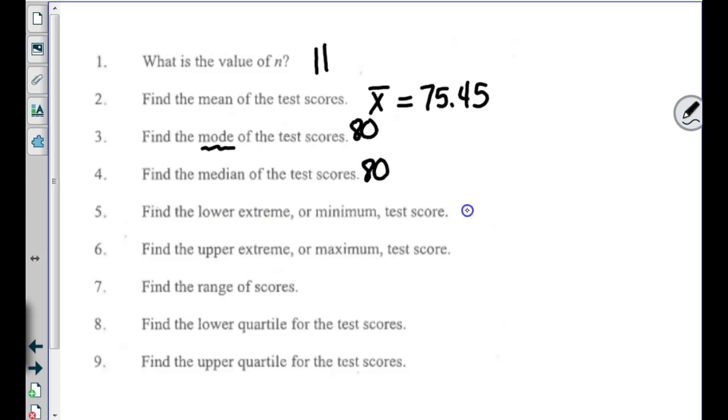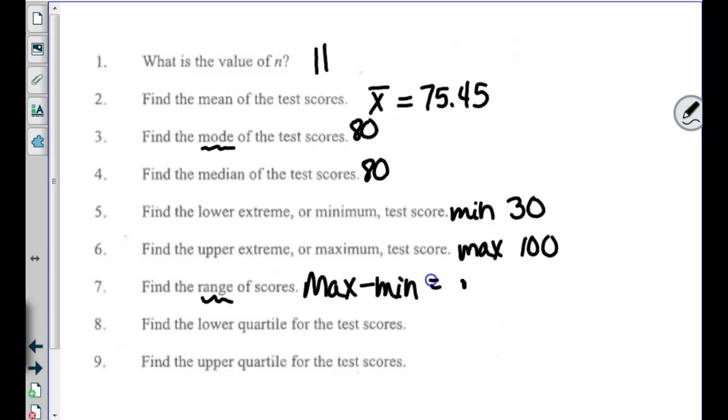Lower extreme or minimum test score, what was the min, guys? What was it? 30. And the upper extreme or max? And the range of values, how do you find range, guys? Yes, so you do max minus min. So the range was 70 points or 70. Everybody good with that? Lower quartile is Q1, upper quartile is Q3. What were those scores?